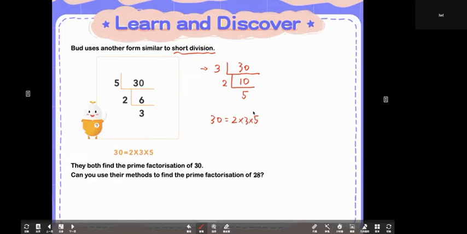So we use 2 methods. One is the short division method, and one is the tree method. Either can be used to do your prime factorization and break down a number into several prime factors. So that is prime factorization. And next, what you will also use in lesson 2 is about power problems.